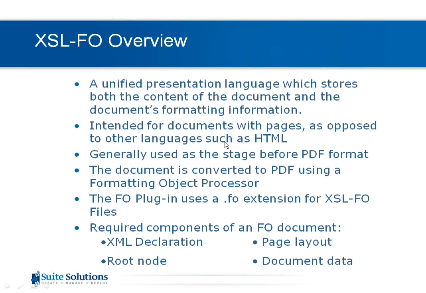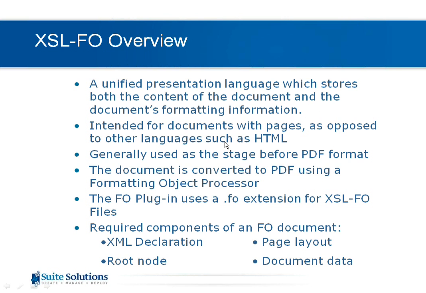This document is converted to PDF using a formatting object processor. The most popular ones are FOP, RenderX, or Antenna House. The FO plugin uses a .fo extension for XSL FO files. So in a nutshell, what XSL FO does for us is it's an intermediate step between the DITA and the PDF. It contains all of the content that a DITA contains and almost all of the formatting we need for the PDF. Not quite all, because some things like page numbers and such aren't there yet. But it's the stage before we actually get to the full PDF output.